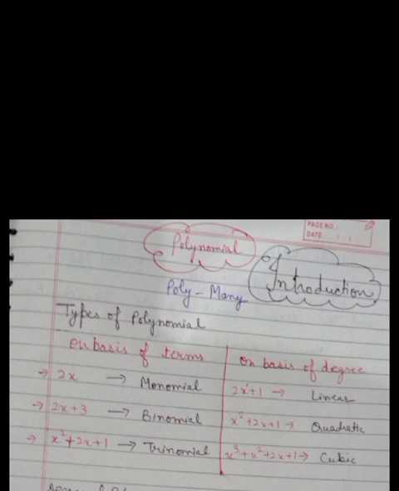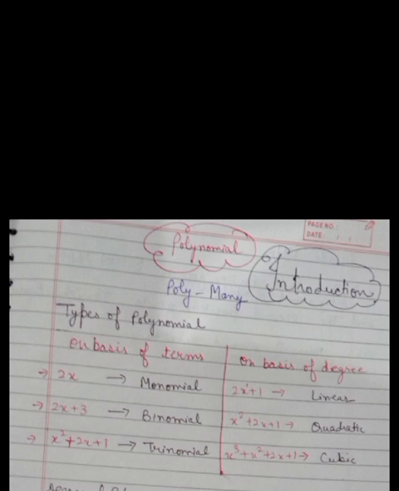What does monomial mean? It means no other term is added to or subtracted from the single term. For example, here is given 2x. There is nothing added or subtracted from it. So this is a single term. This is one term, which is called a monomial.